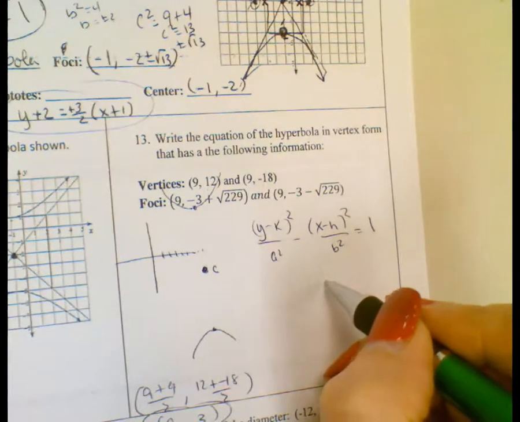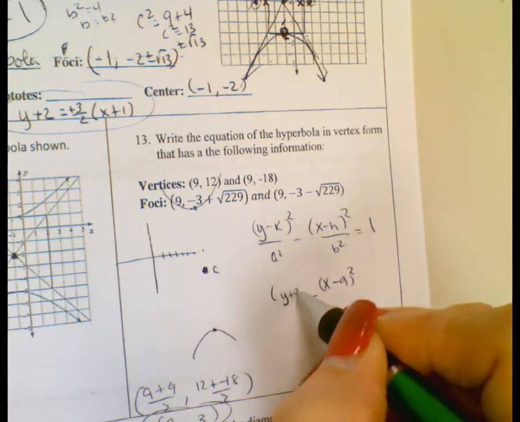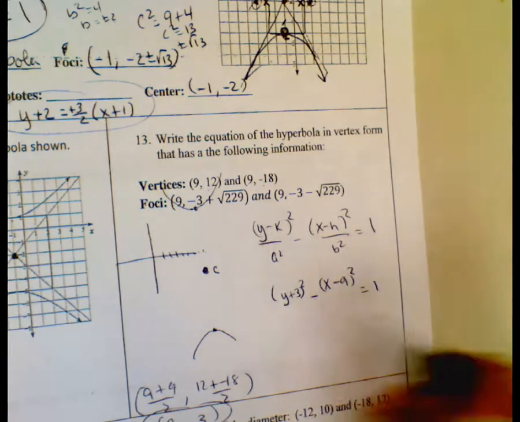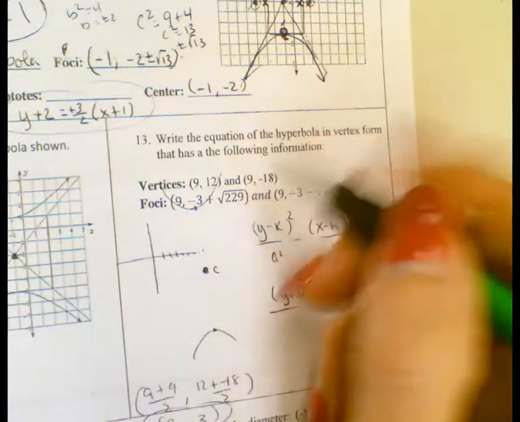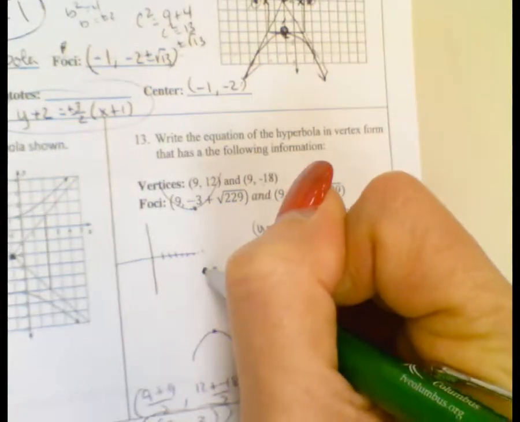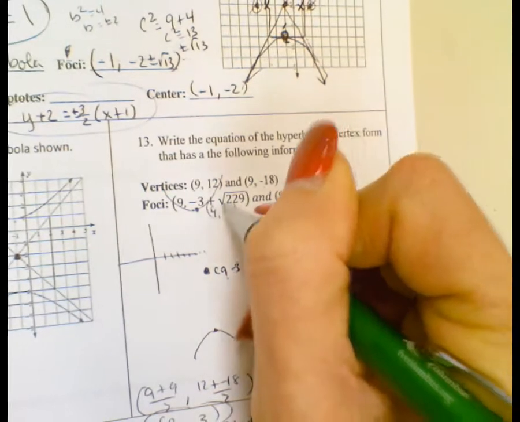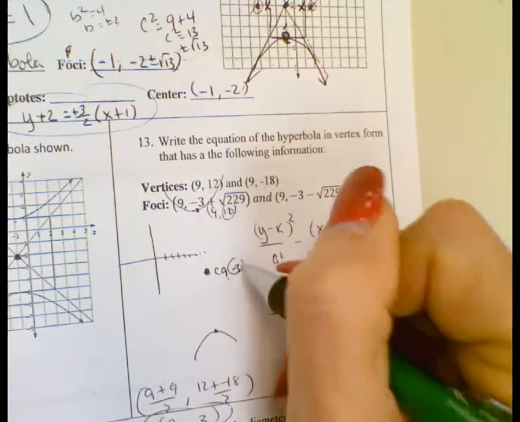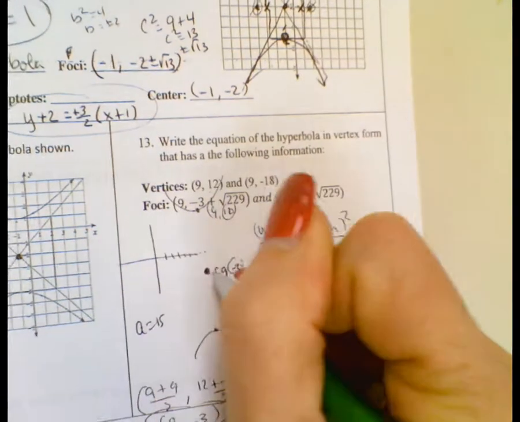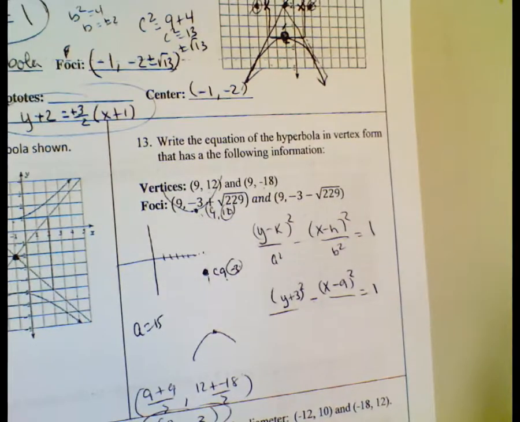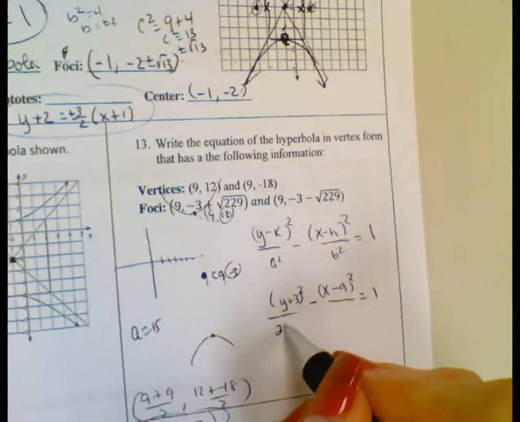9, negative 3. So this means that this is going to be x minus 9 squared. And this is going to be y plus 3 squared. There's the minus. There's the equal 1. Now, this means that A is the distance from center to the vertex. So if you were at 9, negative 3 here, and this is 9, 12, from 12 to negative 3, that is 15. From negative 3 to negative 18, that is 15. That means that A is 15. It's the distance from here to here, from here to here. So that's one key number to help me find these numbers. Oh, actually, I can put that in right now. A is 15, so this is 225.